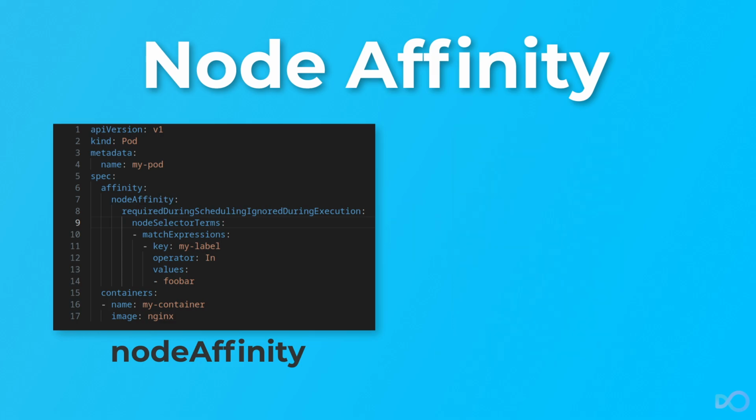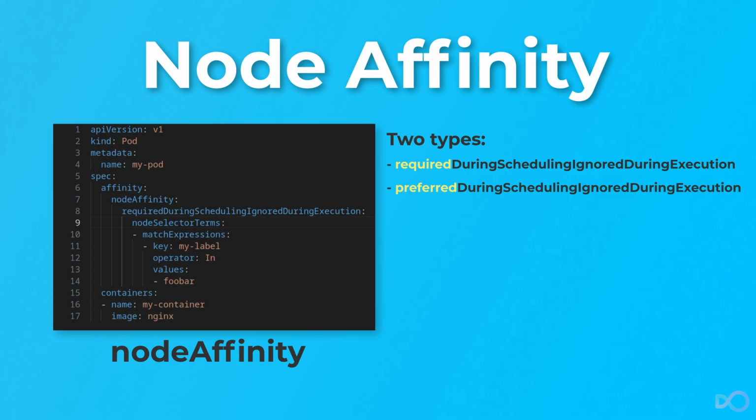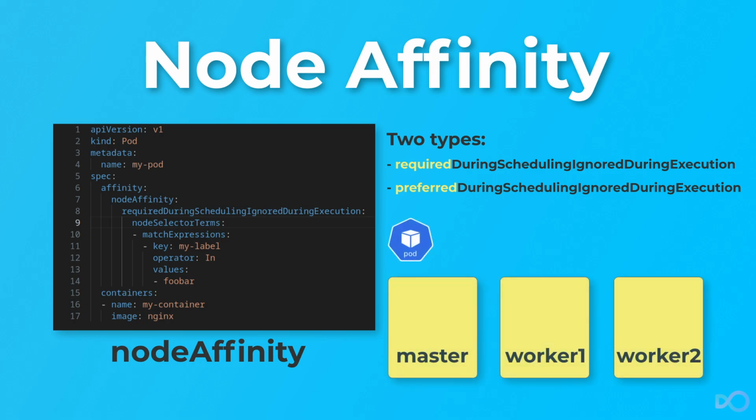As I mentioned before, there are two types of Node Affinity: hard or required and soft or preferred. You can define the hard rule in the section requiredDuringSchedulingIgnoredDuringExecution. It means the scheduler can't schedule the pod unless the rule is met. If no node has the label mylabel: foobar, the pod will be stuck in pending status.